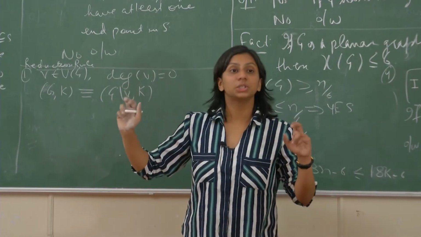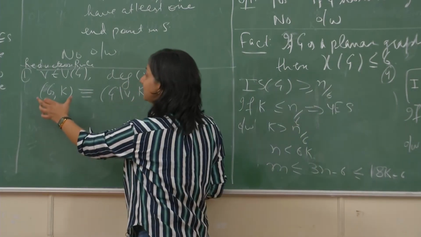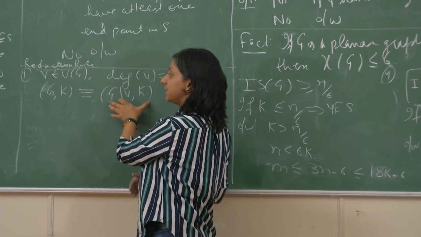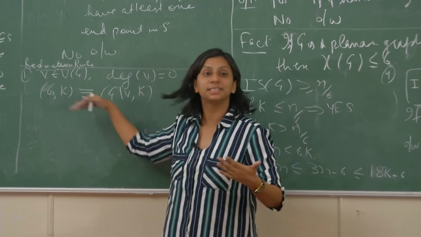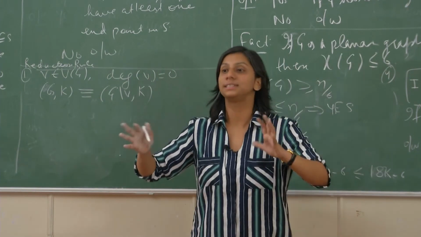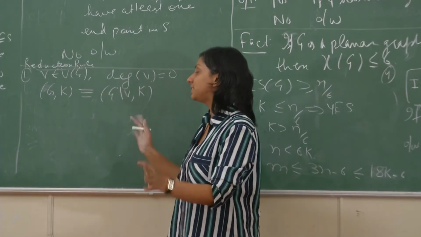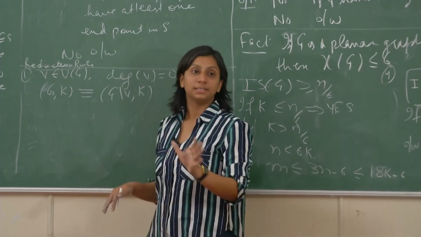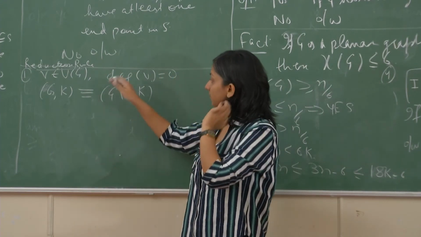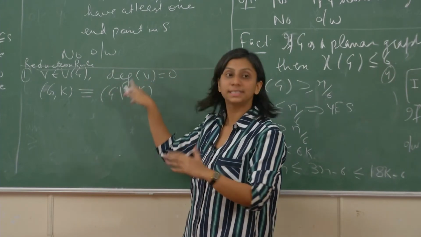So we say a reduction rule is safe if it takes as input this instance, outputs this. It's safe when these two instances are equivalent. So this is the terminology that's used in literature, so it might slip from my tongue anytime. When I say a reduction rule is safe, it's just that this instance is equivalent to this instance. Okay. So definitely this reduction rule is safe for vertex cover.